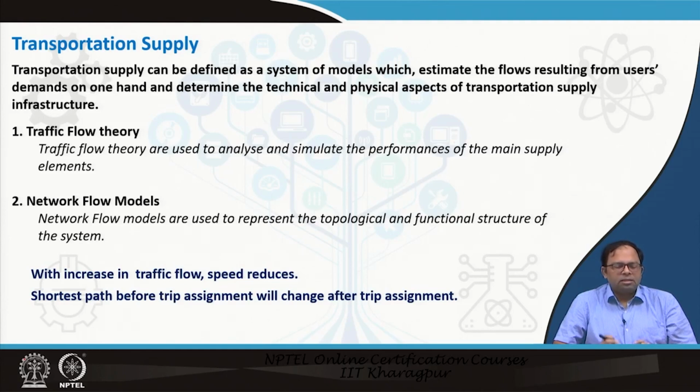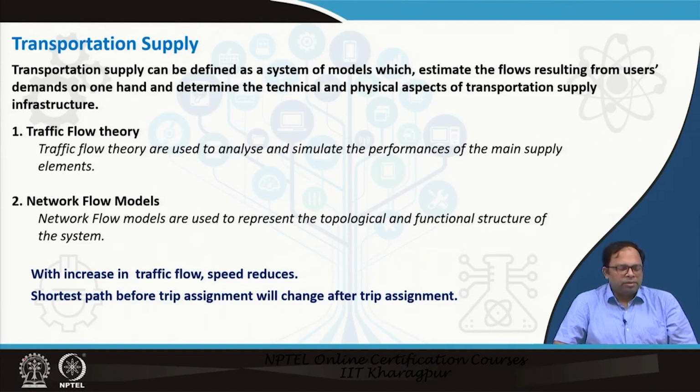And then there is the structure of the transportation network, which is looked into in the network flow models, where we look into the topological and functional structure of the system and how it impacts route choices, total impedances, and so on. So, two things that we need to consider: with increase in traffic flow, speed actually reduces. This is something fundamental which we will consider, and the shortest path before trip assignment will change after trip assignment.